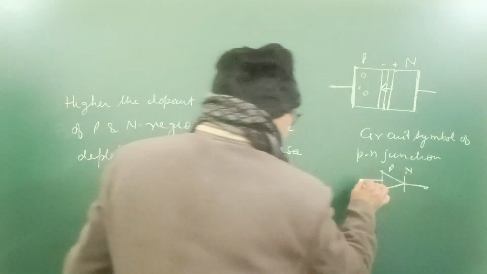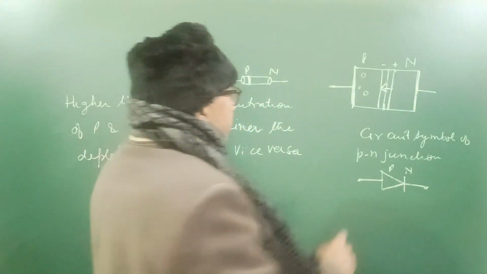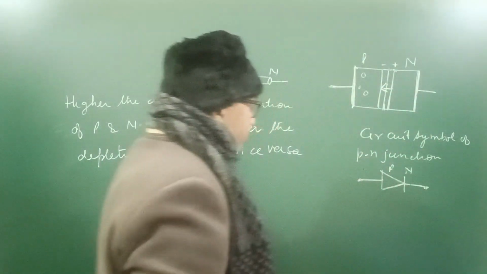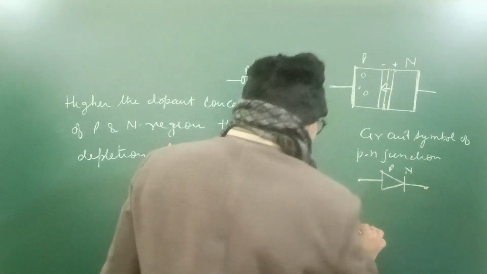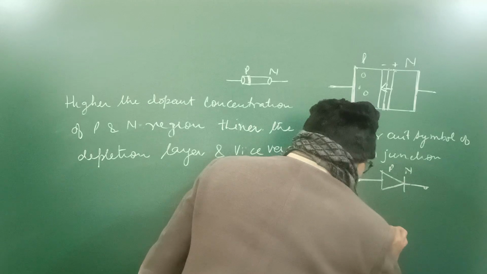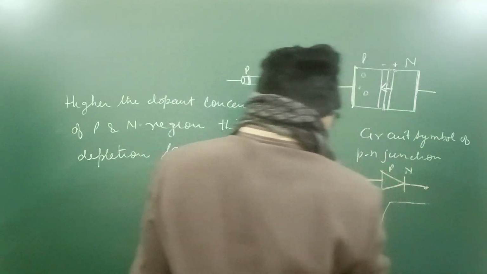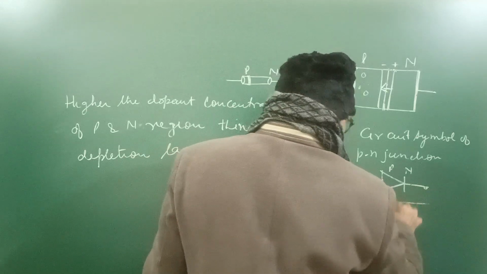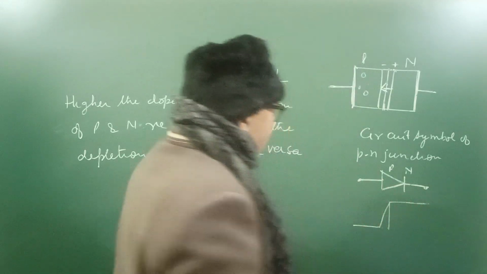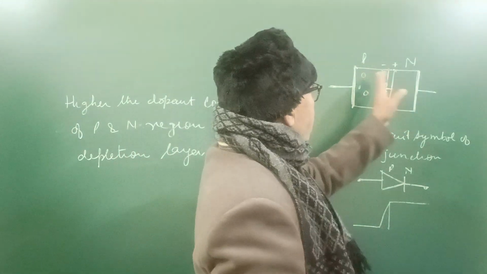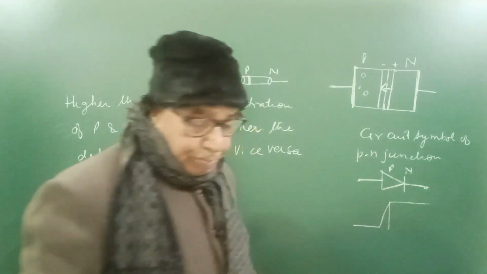So this is the circuit symbol. In some books, this potential difference is shown actually: P region at lower voltage and N region at high voltage. This is the potential difference. This difference in height represents the potential difference between the P region and the N region. In the NCERT book, this graph is also shown.